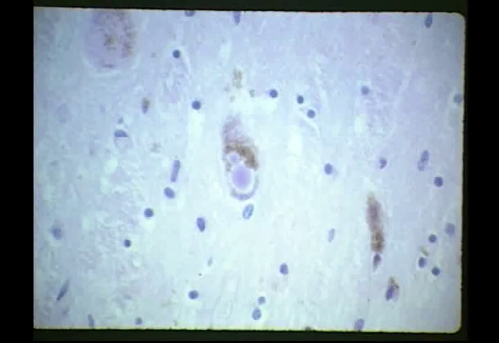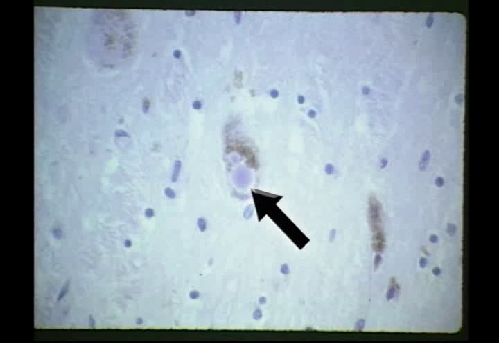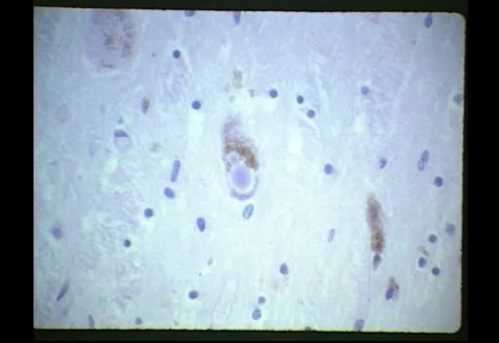What's going on in these brain cells? Well, in the next slide, we see the view through the microscope of a brain cell that contains a Lewy body. Here you see dark brown pigment in a brain cell in the middle of the field. And right in the middle of that brain cell is this red inclusion with the clear halo around it. And that is what is referred to as a Lewy body.